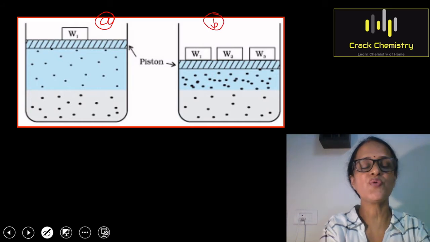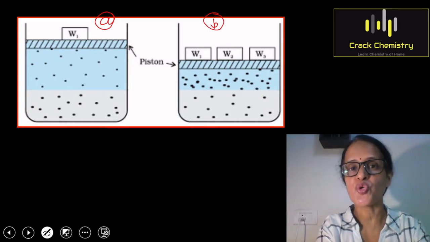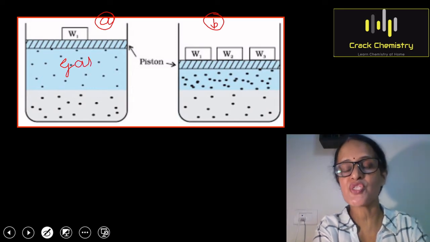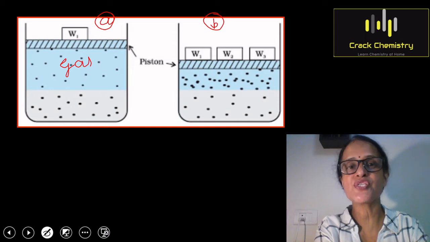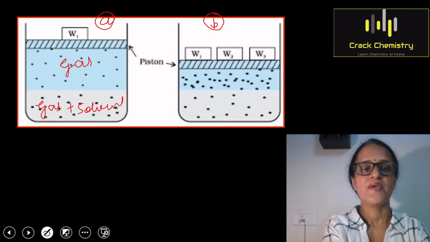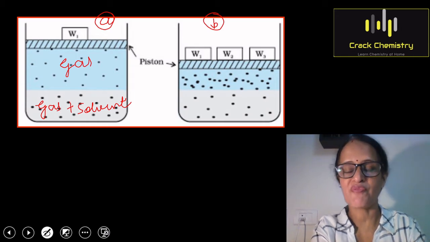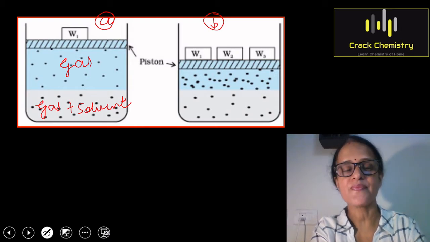In figure A, you can see that there are two portions. The upper portion represents a gas which is present above the surface of a solution. The solution consists of a gas in a solvent. So it is clear to you that in this system, the upper portion represents a gas and the lower portion represents a solution of a gas in a solvent. And this system is in a state of dynamic equilibrium.